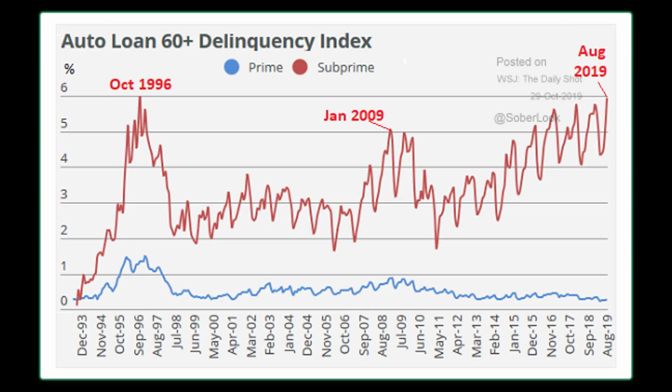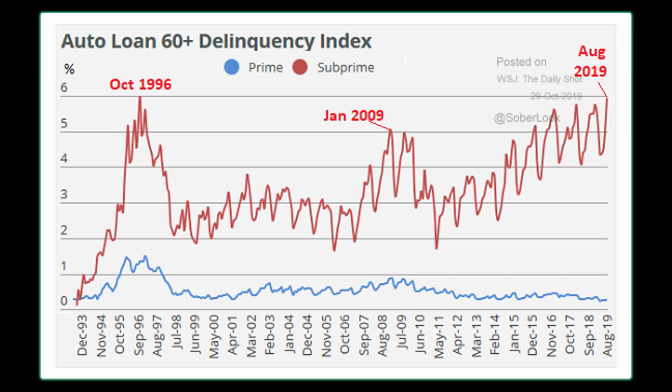The auto market is important to the U.S. economy, so I want to look at a couple auto loan metrics briefly. The first chart shows you the 60-day delinquency rate of both subprime and prime auto loans. Subprime now is experiencing a delinquency rate that exceeds even the 2009 peak back to about 1996 levels.